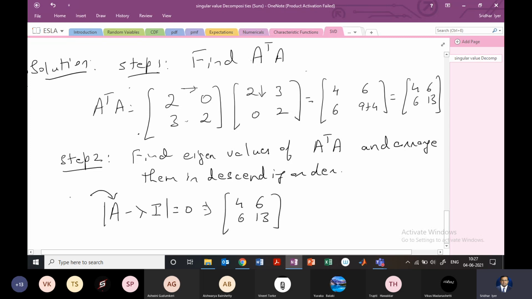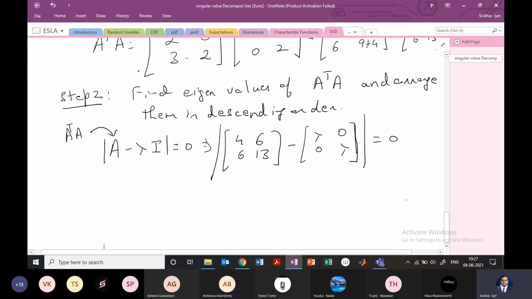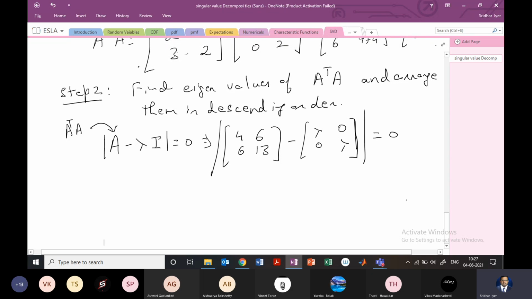So I'll leave this here. This A actually means A transpose A. So you'll have 4 6 6 13 minus lambda I, which gives you lambda 0 0 lambda, right? For this I need to find the determinant and equate that to 0 and get the values of lambda. Okay, so please go ahead, find the values of the two lambdas you get. Then I'll also solve and we'll match the answers.